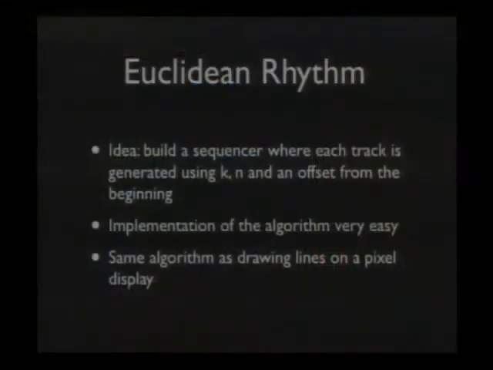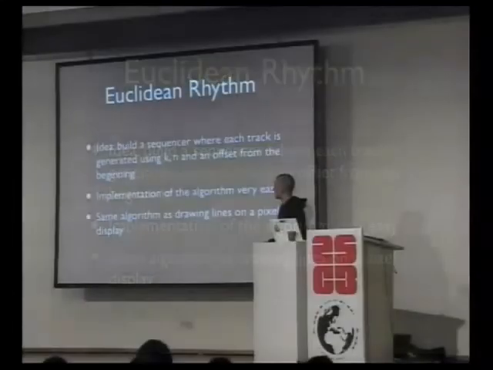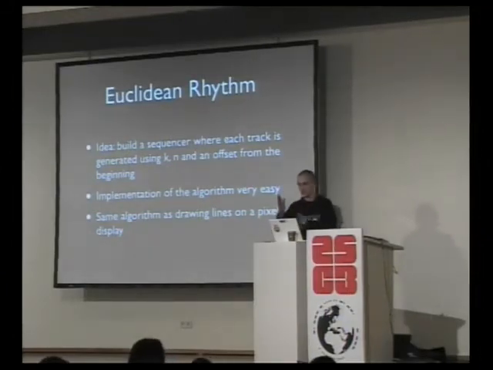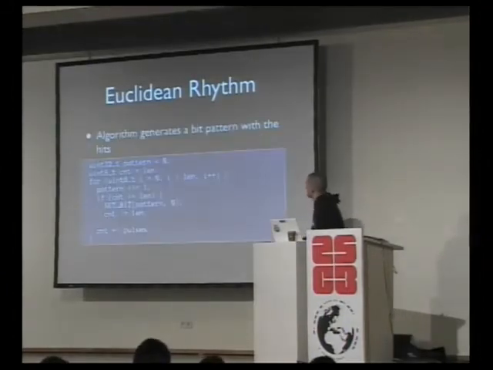So my idea was to build a sequencer where each track is actually just generated using K, N, and an offset. So you can start at different points in the rhythmic pattern. And the implementation of that algorithm is very easy. In the paper, you have a way to calculate it by hand. But if you actually program it on a computer, the simplest way to distribute these K pulses over N is just to divide N by K and then count it up. So the algorithm itself just looks like this.